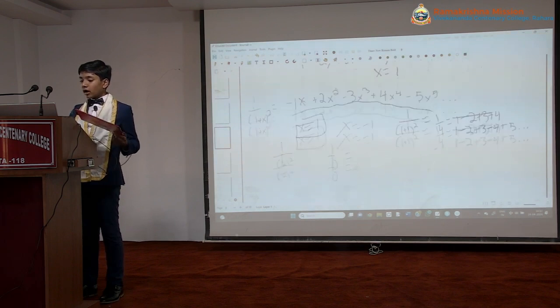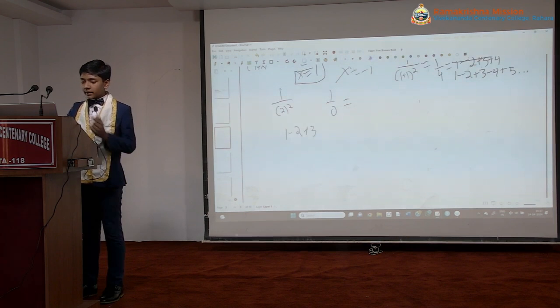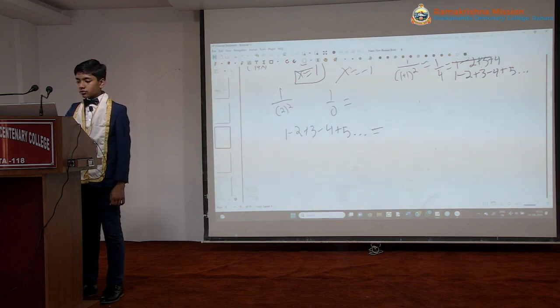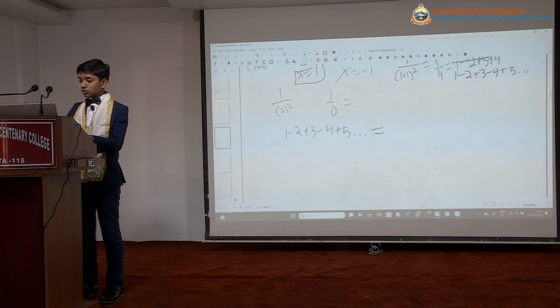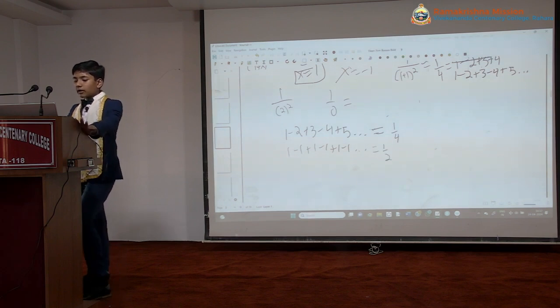We can get to Ramanujan's legendary sum. So we already know 1 minus 2 plus 3 minus 4 plus 5 and so on is equal to 1 over 4, and we already know 1 minus 1 plus 1 minus 1 plus 1 minus 1, etc. is equal to 1/2. So how will that help?